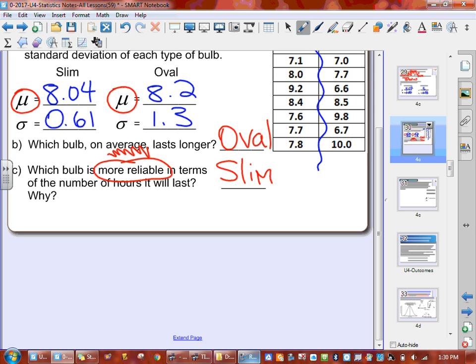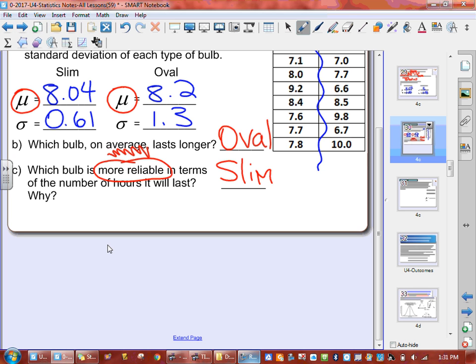So since Slim is more reliable, which light bulb, even though the other one lasts a bit longer, does it make a huge difference in how long it's going to last? No, not a huge difference. So therefore, you should always go with your reliability. You should always go with the terms in this question specifically. So, which one's more reliable? Smaller standard deviation always. Okay?